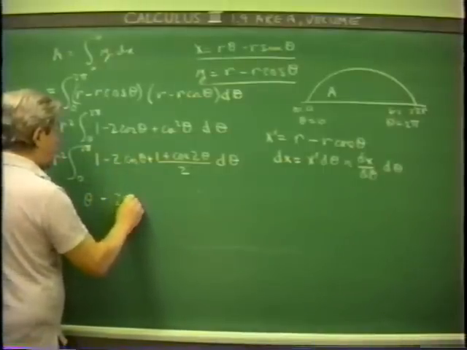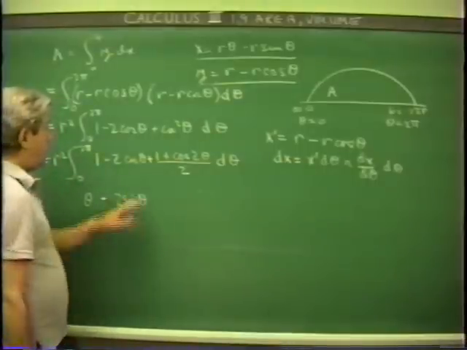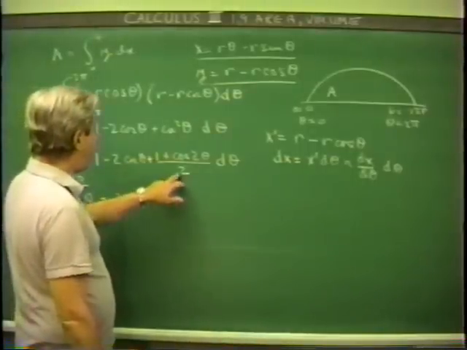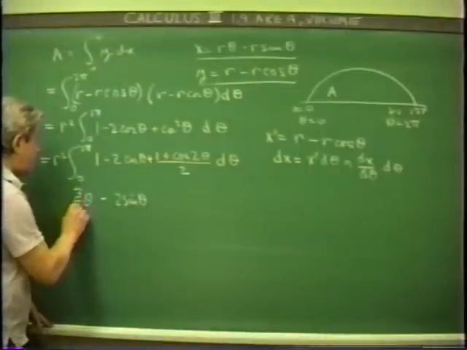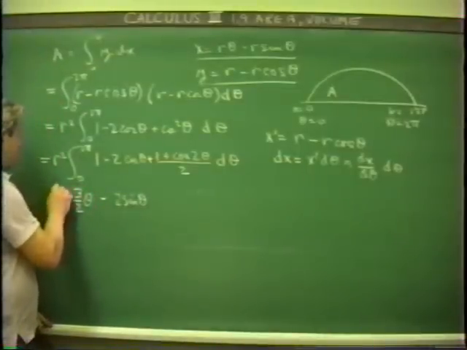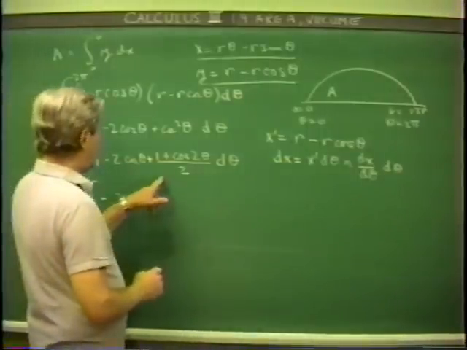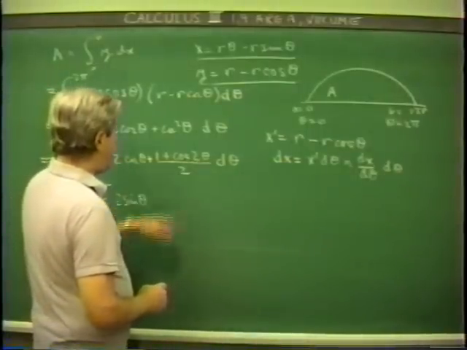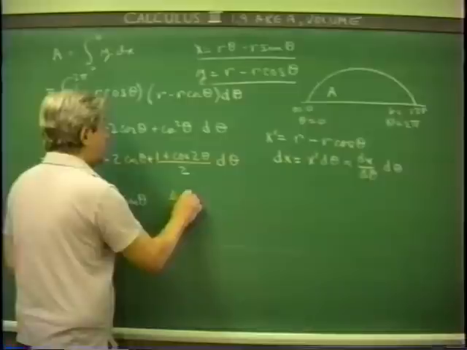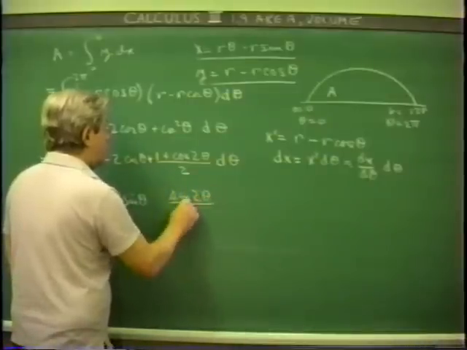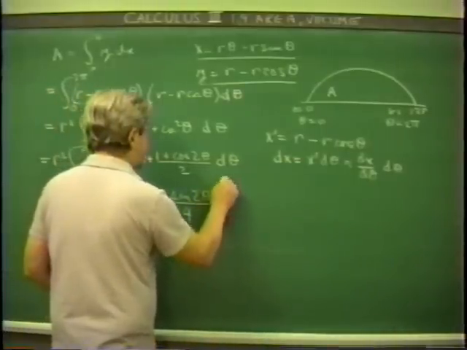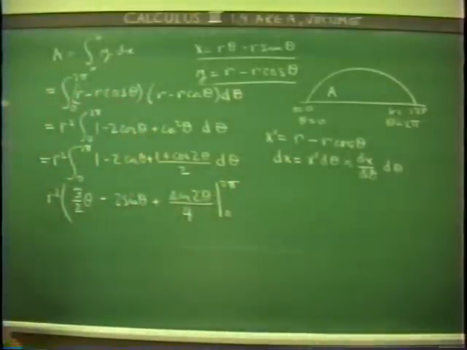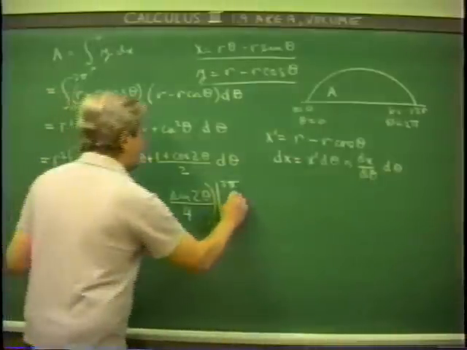Okay, an antiderivative here then is going to be theta minus 2. Antiderivative of cosine theta is going to be sine theta. Right? Now we've got a half. Antiderivative of a half is going to be half theta, so we've got theta already, so let's make this 3 halves theta. We've got r squared outside here. And now, an antiderivative of cosine 2 theta over 2. Antiderivative of cosine 2 theta is going to be sine 2 theta over 2. So all together here, we're going to get sine 2 theta over 4. And we want to evaluate this from 0 to 2 pi.